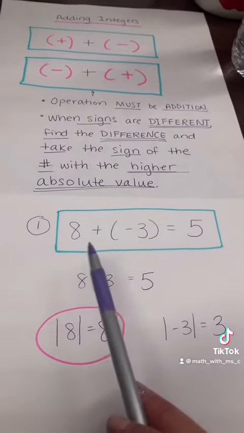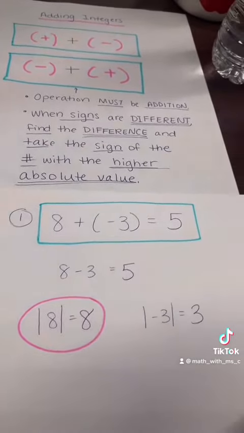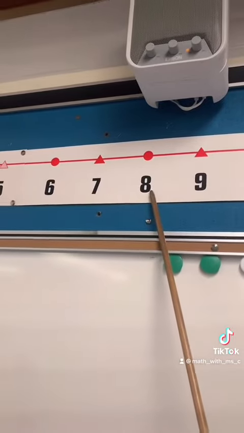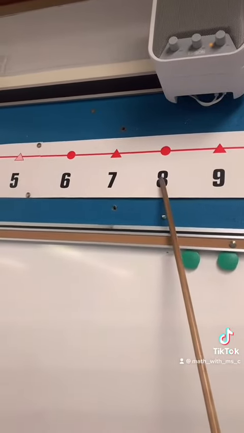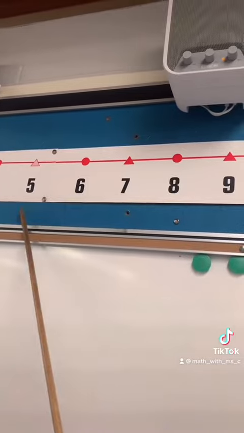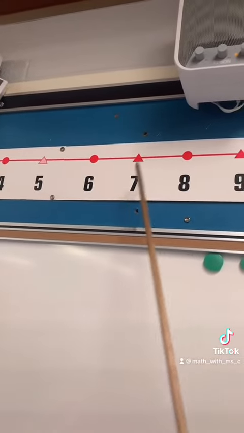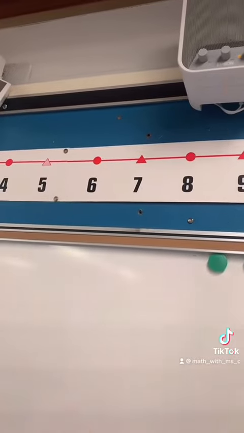So again, let's look at 8 plus negative 3. If I was looking at a number line, 8 plus negative 3 means I'm adding on negative numbers, so I'm moving to the left. 1, 2, 3. So you're ending at positive 5. So 8 plus negative 3 would be positive 5.